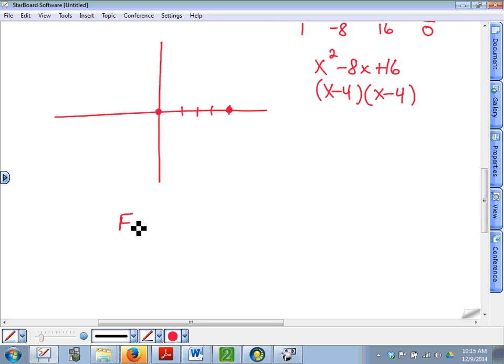Okay. The next thing is to do the first derivative to find the extrema. You need to do the first derivative to find the relative minimums and maximums.